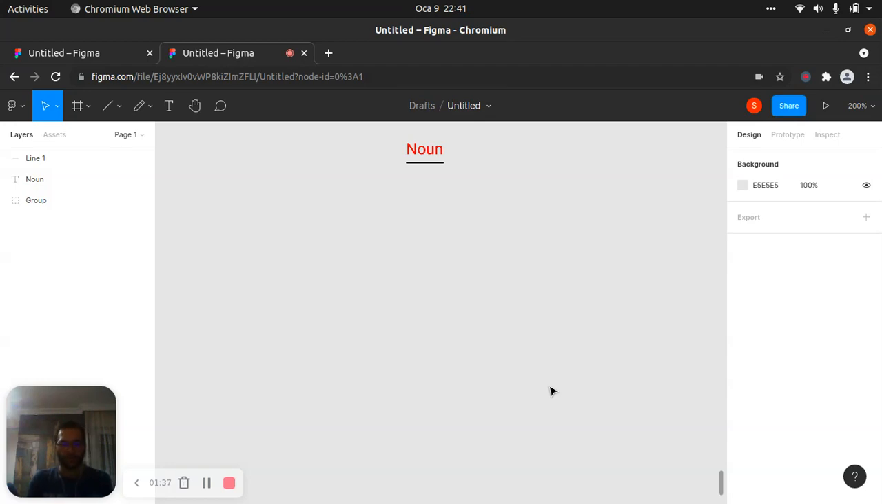Also in German, all nouns are capitalized. Okay, let's get started. Something really crazy and different, but we need to learn.